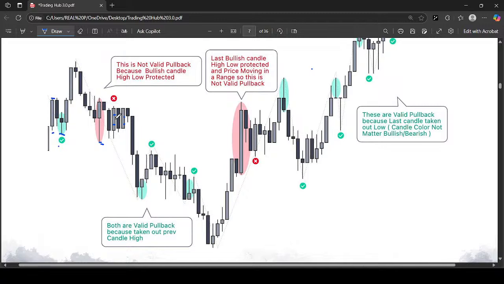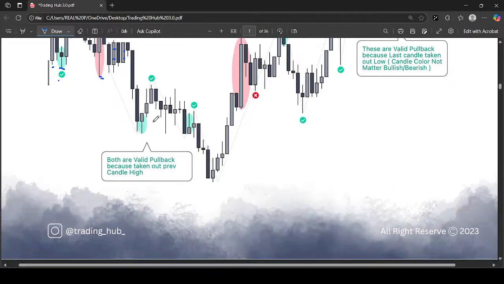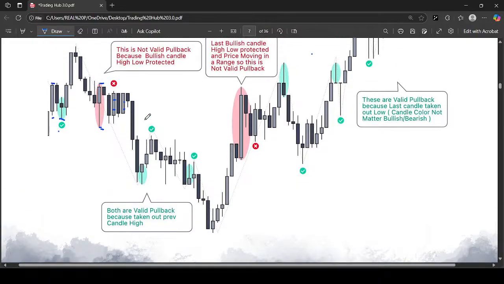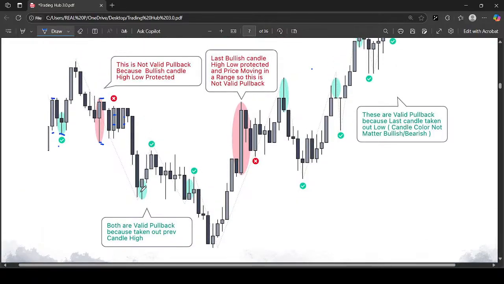Now look at this, bullish candles formed, but we don't have any pullback here. Why? Because the high of our prominent candle has not been taken. Then price continues to move downward. This is our most prominent candle because it has taken the low of this candle here. And the next candle immediately takes the high of our prominent candle. So what do we have? A valid pullback.